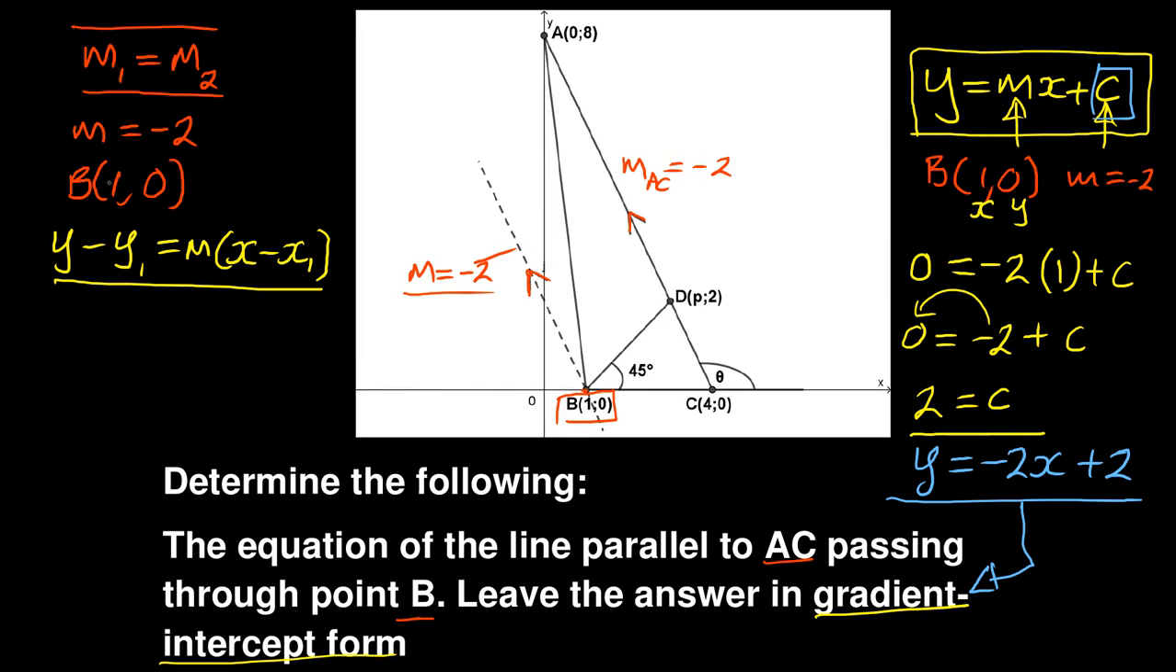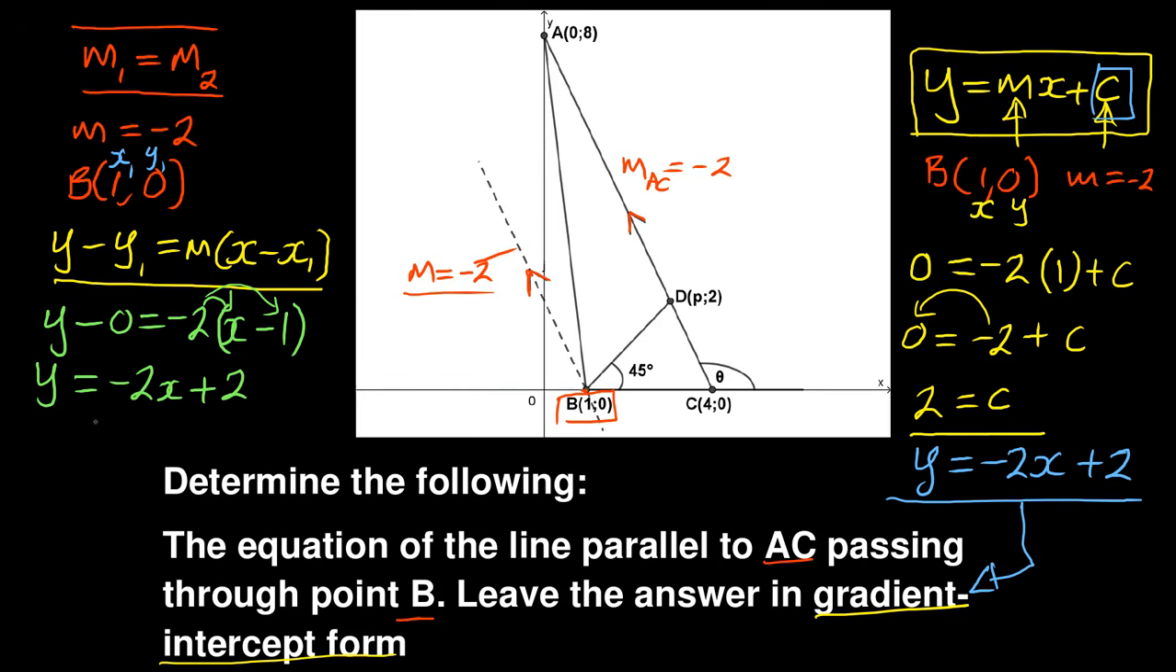Now, using the formula that we are given in this scenario, you have your x1 and your y1, and already this formula allows you to calculate your c. Your c is already included there, whereby I will have y minus y1, which is 0, is equal to m, which was -2, times (x minus x1, which is 1). So y minus 0 is y is equal to, then you have to open up this bracket, it will be -2x. Now -2 times -1 is +2.